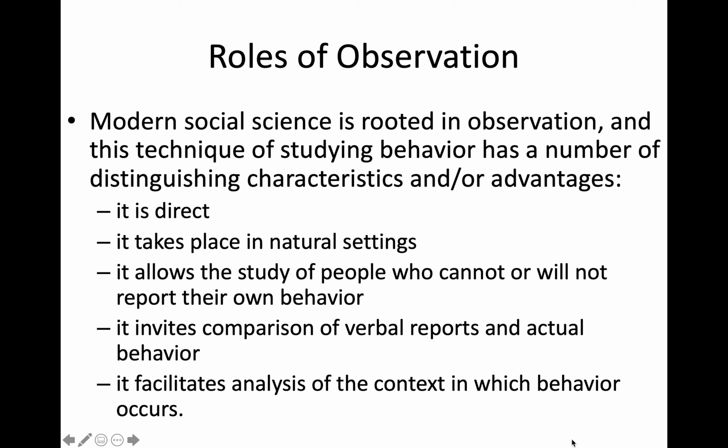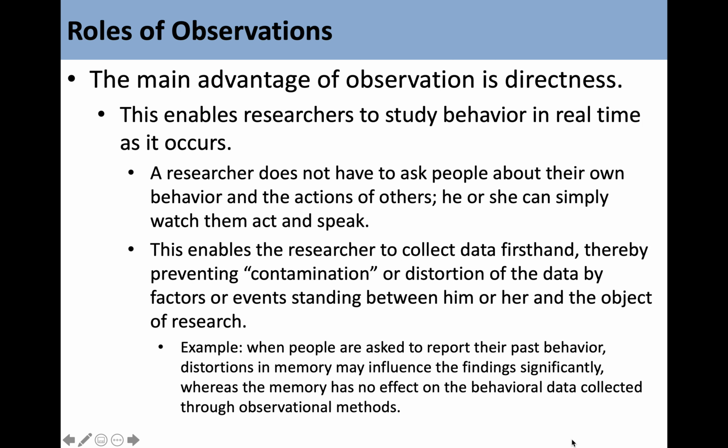Modern social science is rooted in observation, and this technique of studying behavior has a number of distinguishing characteristics and advantages. It is direct, it takes place in natural settings, it allows the study of people who cannot or will not report their own behavior, it invites comparison of verbal reports and actual behavior, and it facilitates analysis of the context in which behavior occurs. The main advantage of observation is directness.